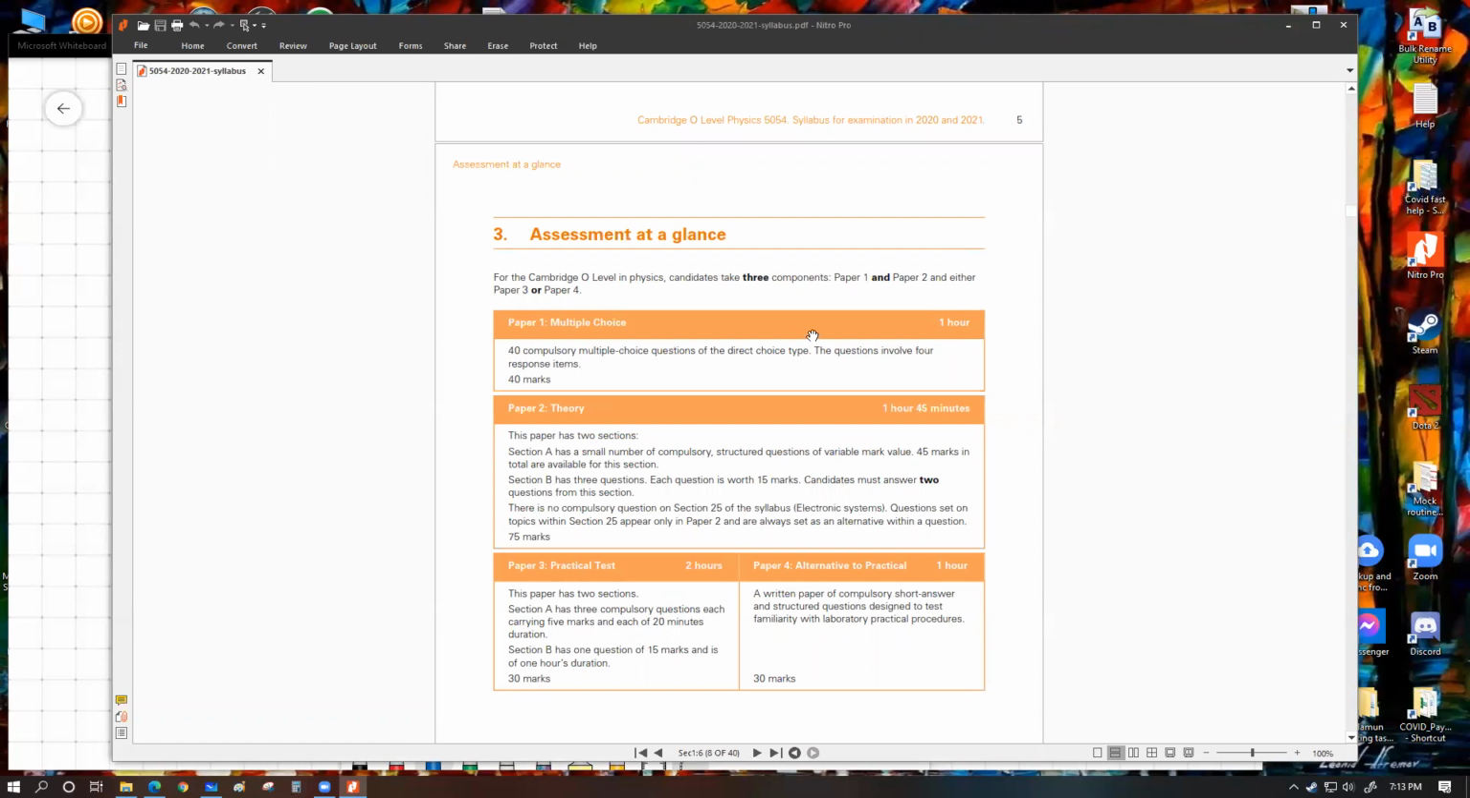Yes, paper 1 is the MCQ paper. That is a 1 hour test where you have to answer 40 compulsory questions. There are four answer options each, 40 marks.